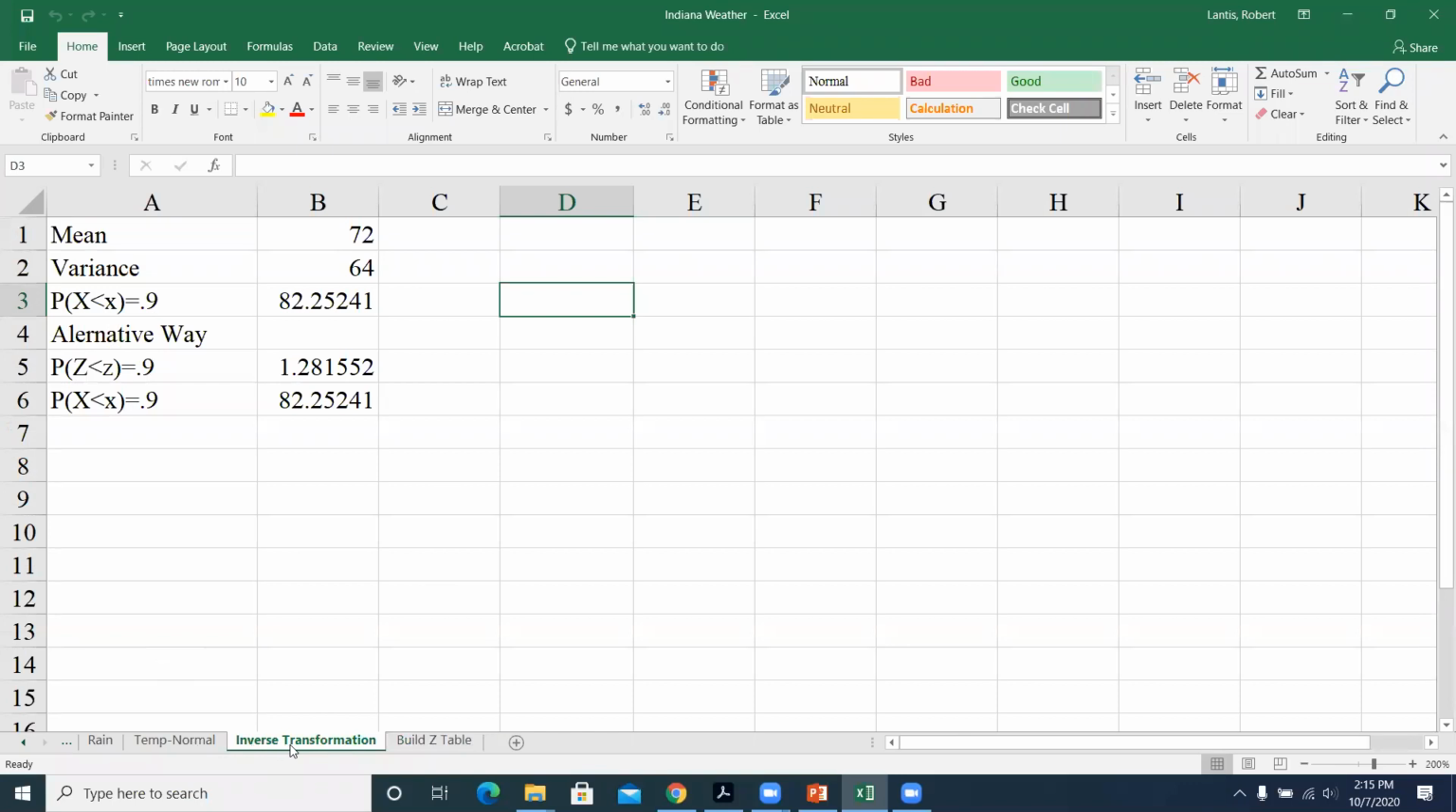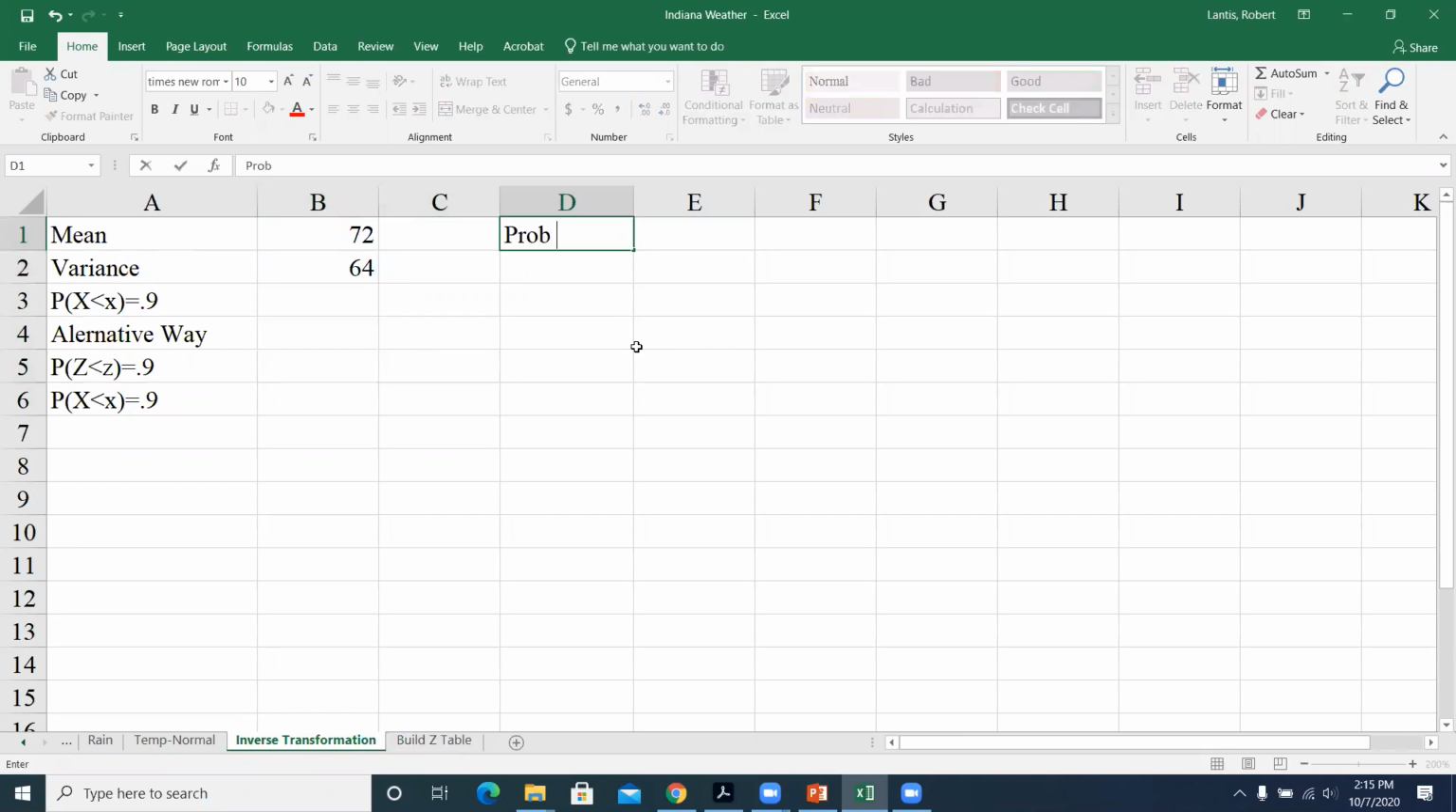There's this inverse transformation sheet. I'm going to delete this real quick so I can build it again for you. Let's say we have this exact same example. Mean of 72, variance of 64, right? And in fact, I'm going to put this up here just to show you something in just a second.